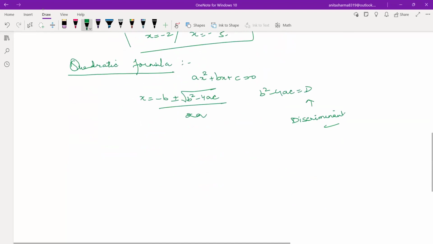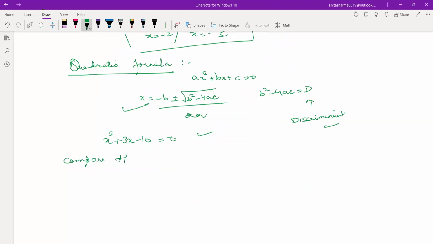So to solve any quadratic equation, suppose we have x square plus 3x minus 10 and we have to find the factors, we have to find the solution. So you can use this formula also, beta. Compare this with ax square plus bx plus c is equal to 0. So now compare the values of a, b, c. Tell me the value of a, b and c.